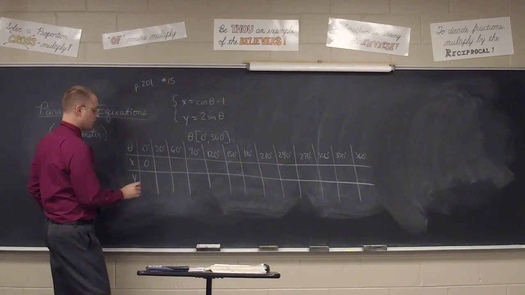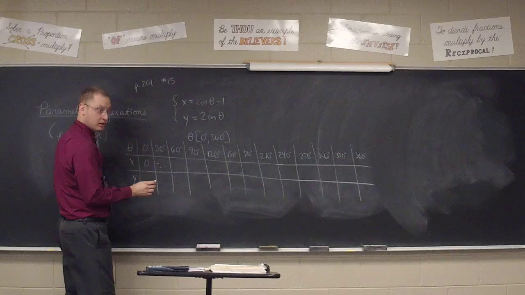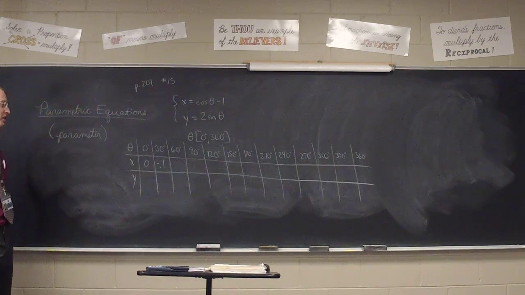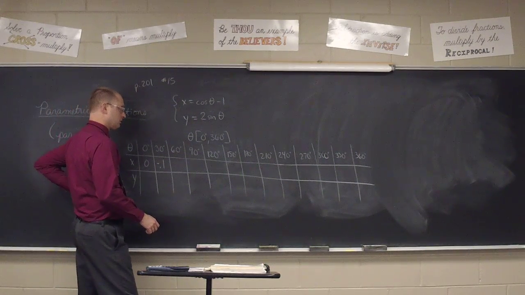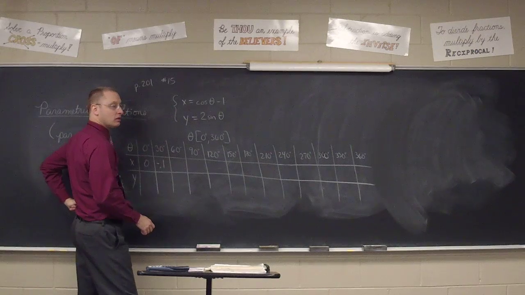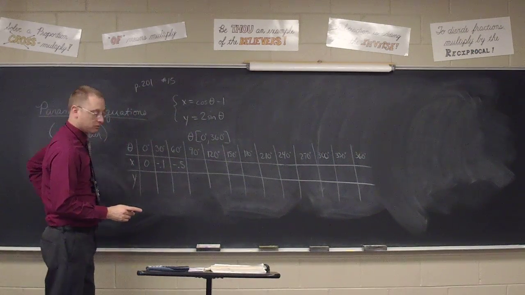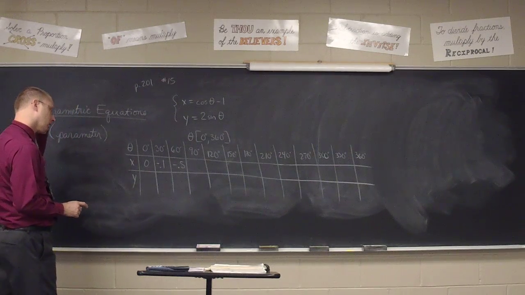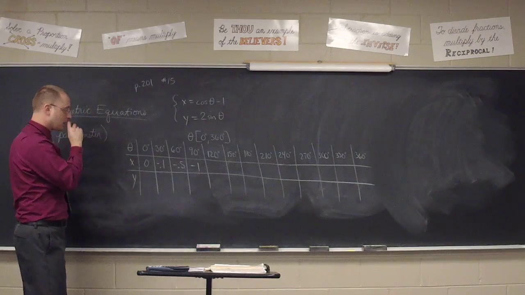Okay, -0.1339. I should say -0.1. We're not going to be able to plot -0.13 that accurately anyway, so we'll say -0.1. All right, 60. -0.5. That came out evenly? All right, that's not bad. 90. All right, 120.